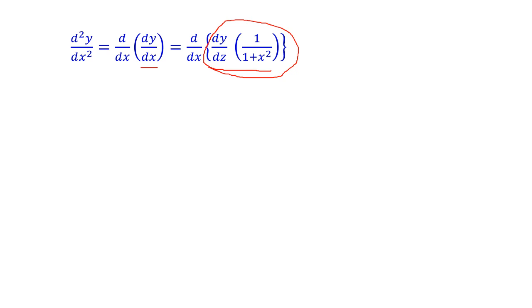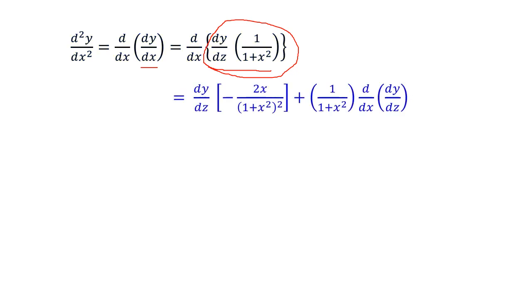Therefore, in the next step we get first function, that is dy by dz, into derivative of second. Derivative of second means derivative of 1 over 1 plus x square, which is minus 2x by 1 plus x square whole square, plus second function. Second function is 1 over 1 plus x square into derivative of first. Derivative of first is d by dx of dy by dz.